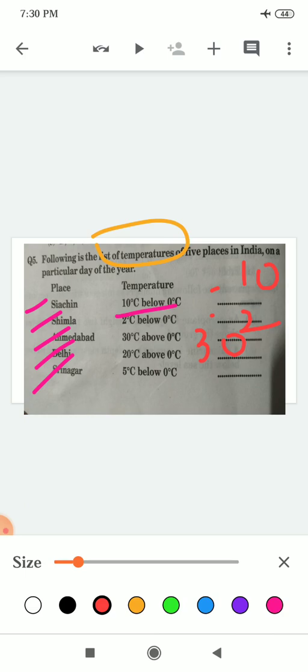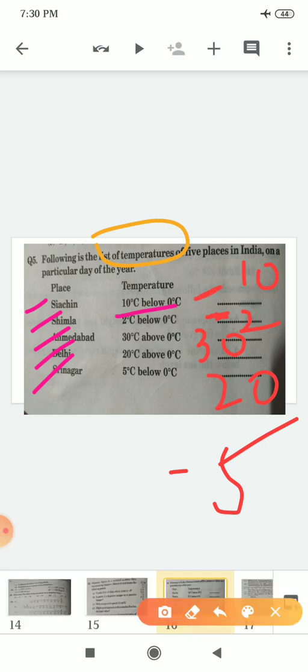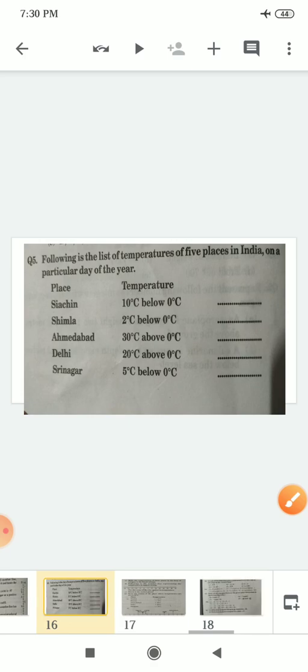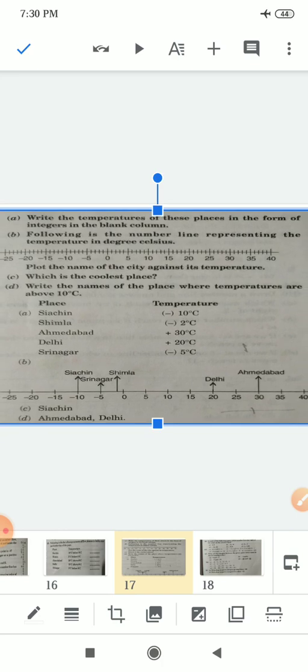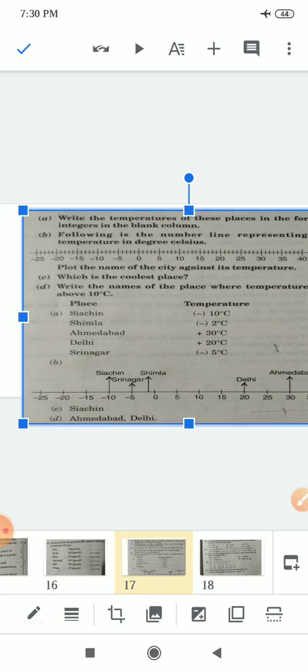Delhi we have 20 degrees Celsius. It will be only 20. Srinagar we have 5 degrees Celsius below. It will be minus 5, because it is saying below. I hope this is clear to you. Now the first question we have here is, write the temperature of these places in the form of integers in the blank column. That I have explained to you. Now coming to the second part, we have the following number line representing the temperature in degrees Celsius.